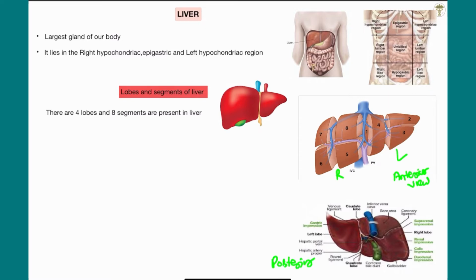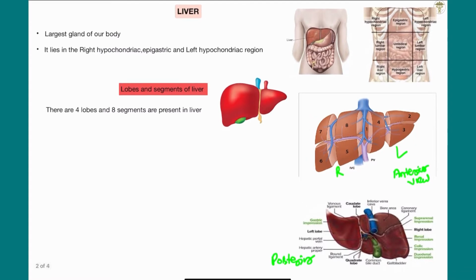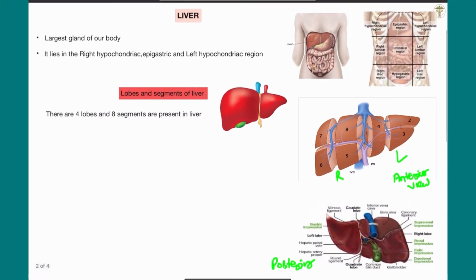So in the anterior view, you will see only the right part and the left part of the liver, because in some books it is written that there are only 2 lobes of the liver, but there are 2 more lobes present. Here in the posterior portion, this is the caudate lobe of the liver and this is the quadrate lobe of the liver. These 2 lobes are also present in the liver. So if anyone asks you how many lobes are in the liver, there are 4 lobes: the right lobe, the left lobe, the caudate lobe and the quadrate lobe.